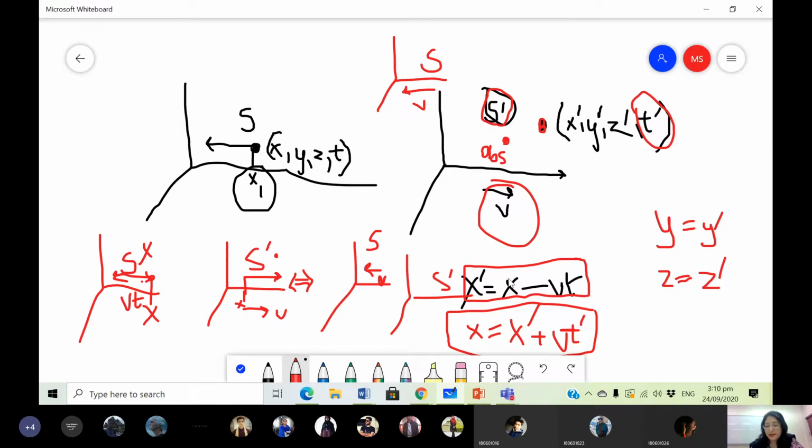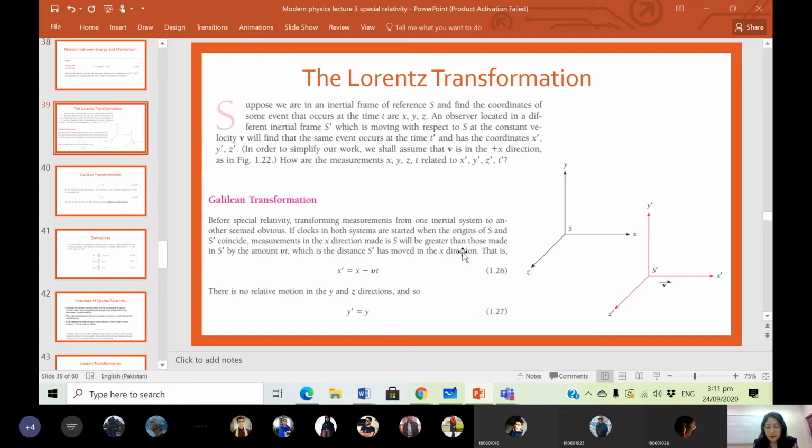The formulas I'm writing over here are known as Galilean transformations. Why? Because we're simply subtracting or adding this distance, minus vt or plus vt dash. We're just simply adding it. We're not taking into account the effects of time dilation or length contraction. Okay? So these are known as Galilean transformations. Why do we call them Galilean transformations?